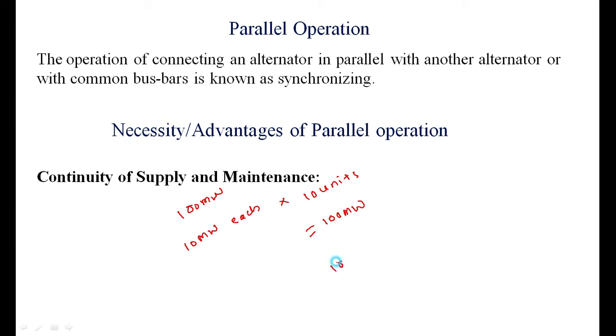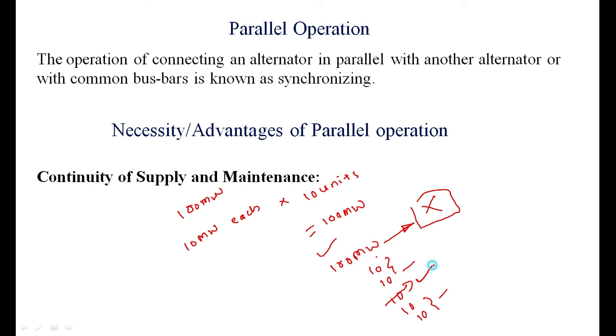Suppose you are using only one 100 megawatt unit, and anything happens to it or it comes up for repair or maintenance, then the whole supply is cut down. There is no continuity of the supply. Instead, if you have 10 units connected in parallel, and you want to take maintenance for any one unit, the rest of the units supply the load.